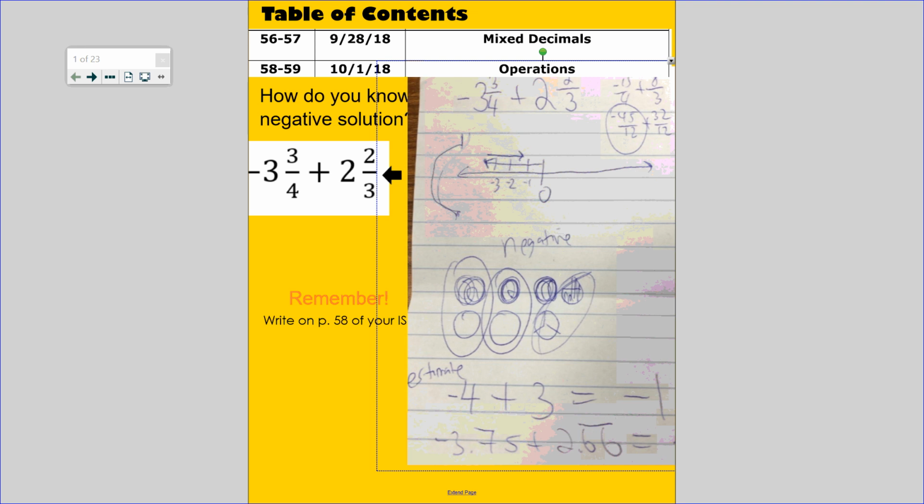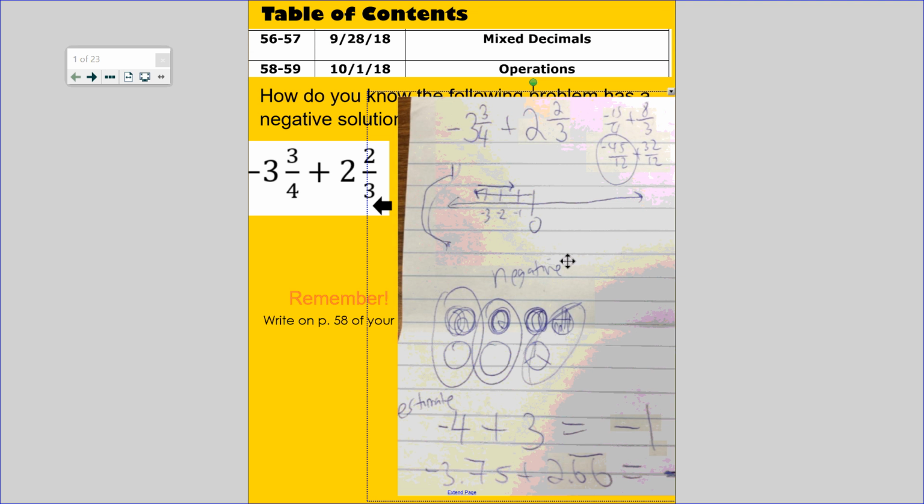Or I can just solve it. I can find the improper fraction of negative 3 3/4 as negative 15/4. The improper fraction of 2 2/3 is 8/3. What's the common denominator? The least common number is 12. I build it up to negative 45/12. 8/3 times 4 is 32/12, and there are more negatives than positives.